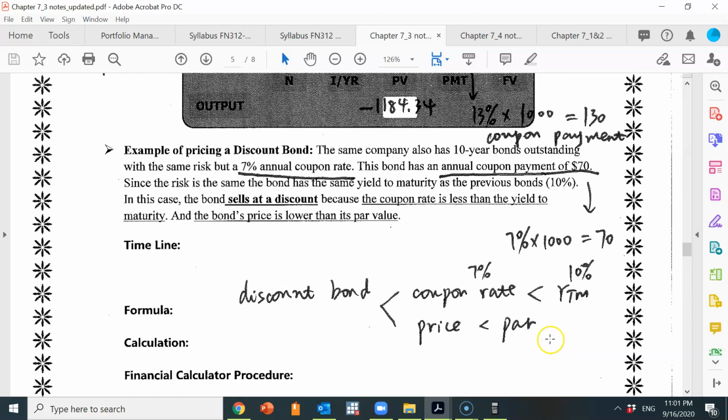Before we look at the answer, please pause the video again to try to solve this question on your own. We know it's a 10-year bond with 10% yield to maturity, 7% annual coupon rate, $70 annual coupon payments, and the par value is 1,000. Please calculate the bond price. You can pause the video if you're still working on the question, but you can resume the video and proceed with me to look at the answers.